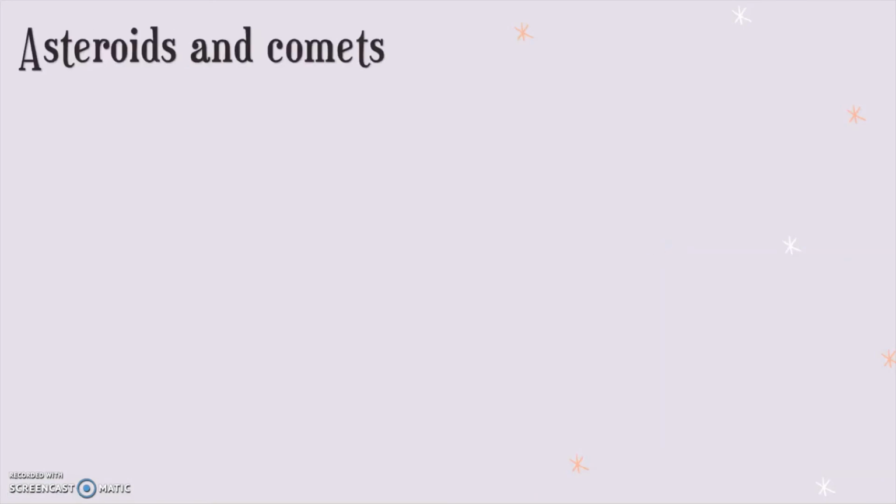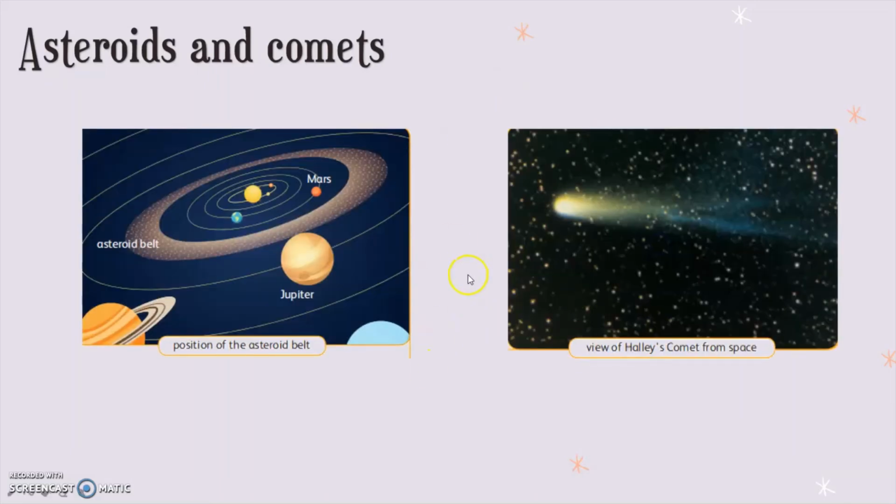Now, like this, asteroid and comet. You can look in your book, page 159, asteroid and comets. This is asteroid and this is comet. The position of the asteroid belt, the asteroid, and then view of Halley comet from space.